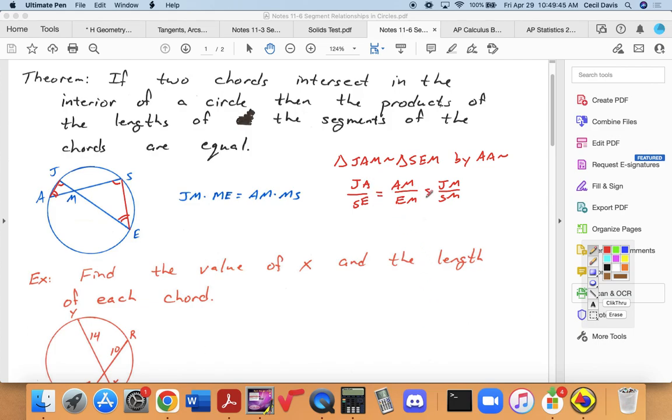Okay. Beautiful proofs. So focusing just on this part, if you were to cross multiply, you'd have JM times ME is equal to AM times MS.